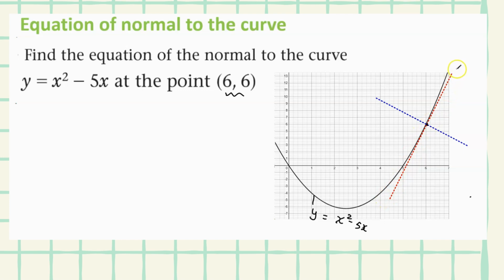I'm going to label the gradient of the tangent m. So if the gradient of the tangent is m, it means that the normal is perpendicular to the tangent. Therefore the gradient of the normal is going to be minus 1 over m.